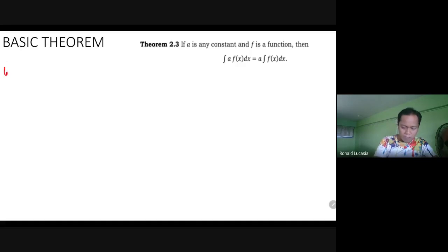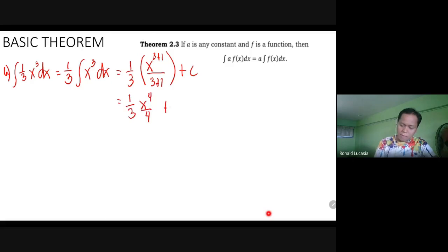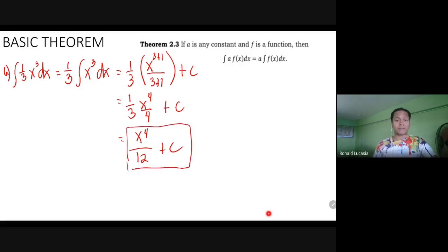Yung pangalawang example na isulat ko ha, doon ko na lang sa second na klase isa-save yung solution ko. So we have there 1/3 times x to the power of 3, derivative of x. So the constant there is 1/3. So that's 1/3, the integral of x cubed dx. And then applying the previous theorem, this could be 1/3 multiplied by x to the 3 plus 1 over 3 plus 1 plus c, which is equal to 1/3 times x to the power of 4 over 4 plus c, so this could be x to the 4th over 12 plus c. This is now the antiderivative of the given function.